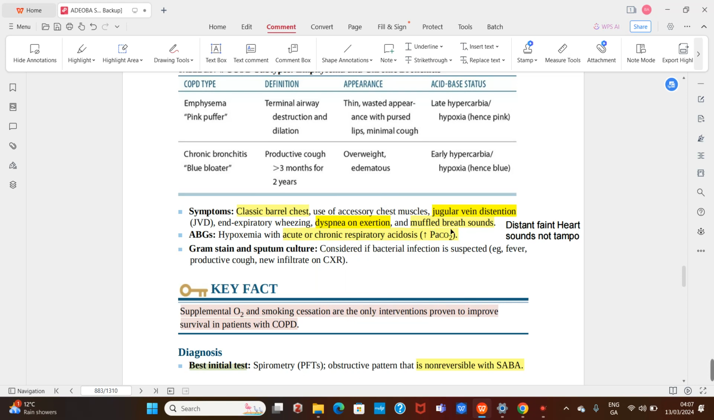The muffled breath sound or distant heart sound. The heart sound will sound very distant, the breath sound will sound muffled, as if it's faint, that you can't hear anything. This is from the hyperinflation that they have. You have a lot of air being trapped in the lungs, and it kind of dampens the sound. You can't hear much very well. So that should also raise your suspicion for COPD.